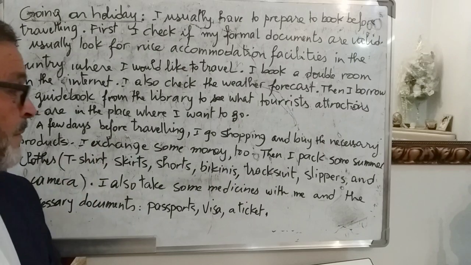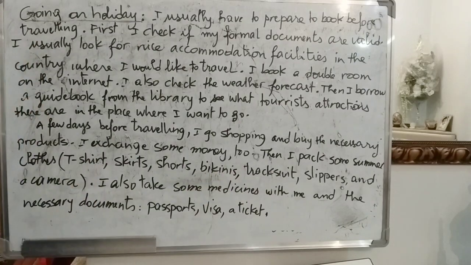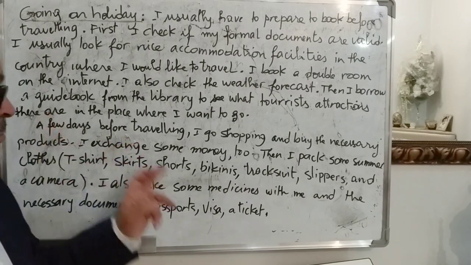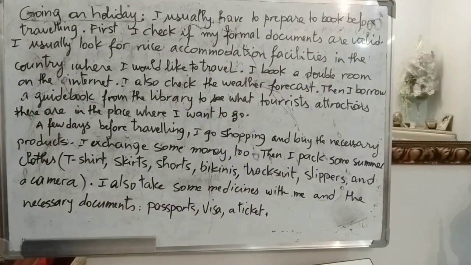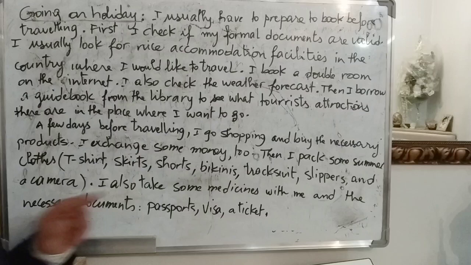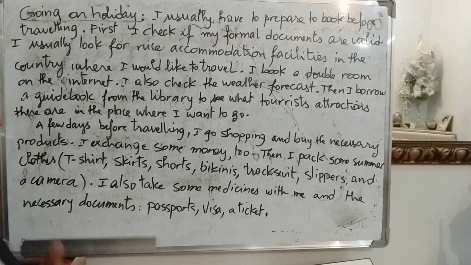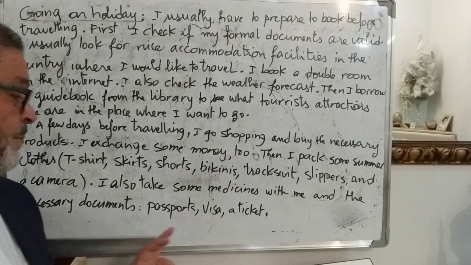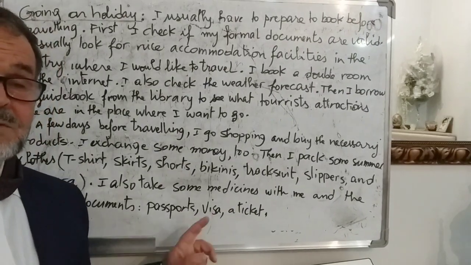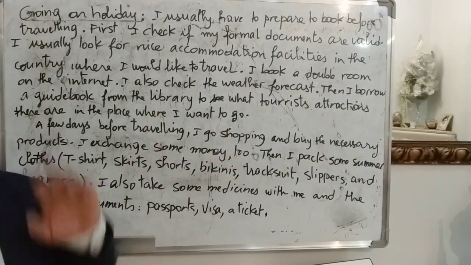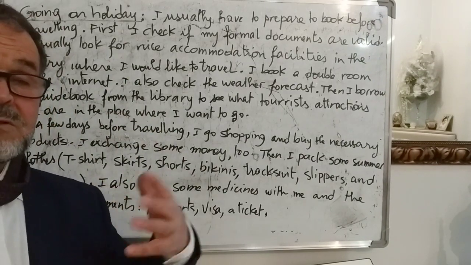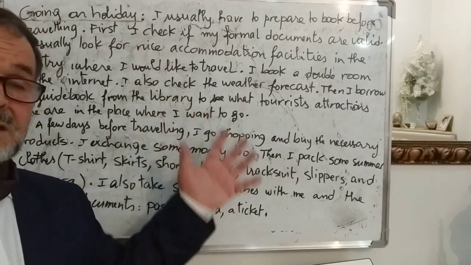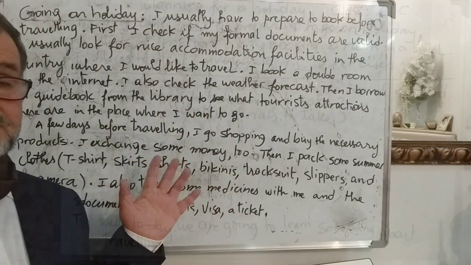I exchange some money too. Then I pack some summer clothes. So holidays in summer: T-shirts, skirts, shorts, bikinis, track suits, slippers, and a camera. These are the materials. I also take some medicines with me and the necessary documents: passport, visa, a ticket. So traveling is abroad. So this is the text that I intend to teach to my students. My students should know what the content of the text is through reading.